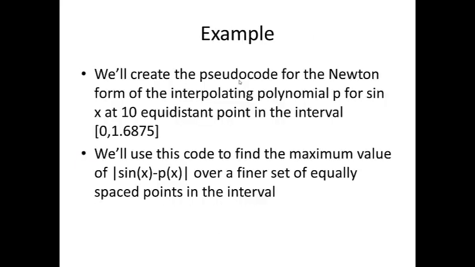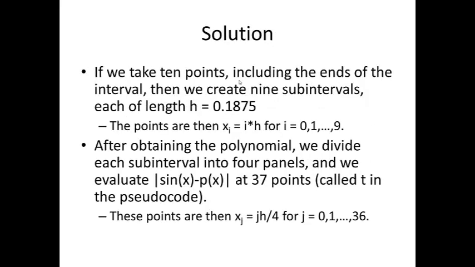So, what we do is we create the pseudocode for the Newton form of the interpolating polynomial p for sine of x at 10 equidistant points in the interval 0 through 1.6875. We'll use this code to find the maximum value of the absolute value of sine of x minus p of x over a finer set of equally spaced points in the interval. And that'll give us an approximation of the error.